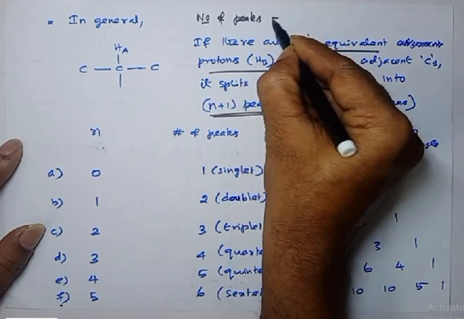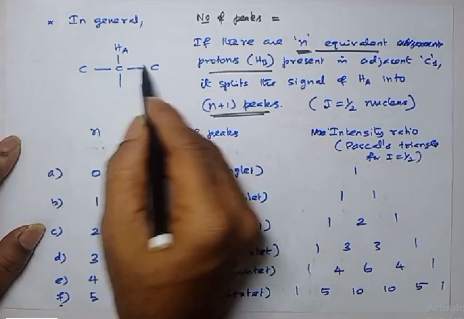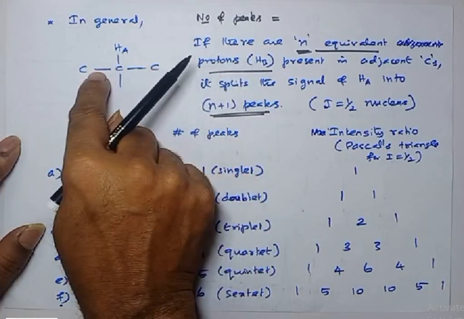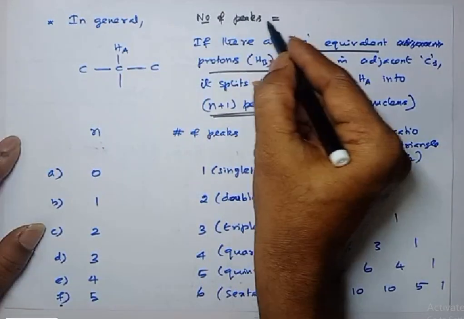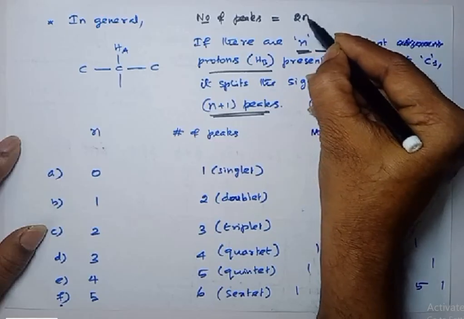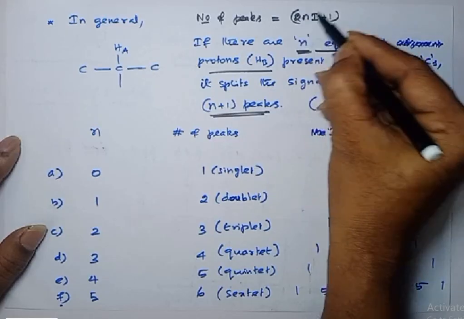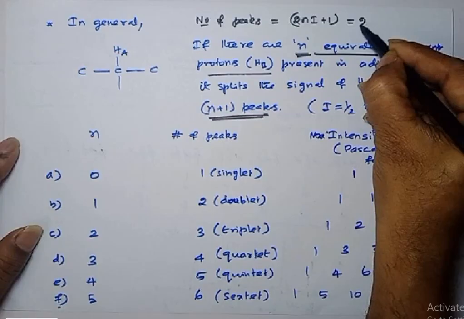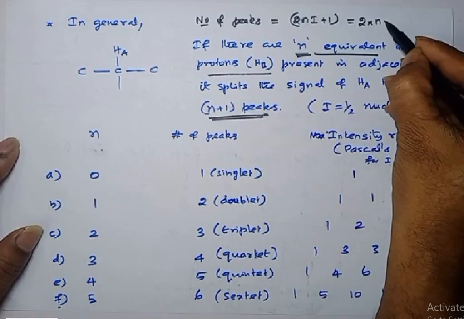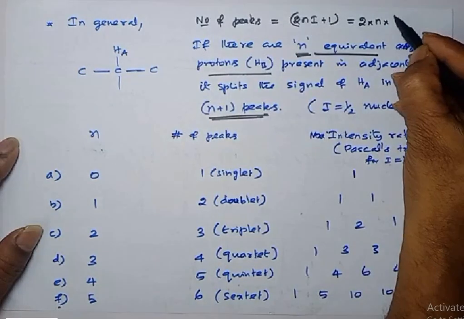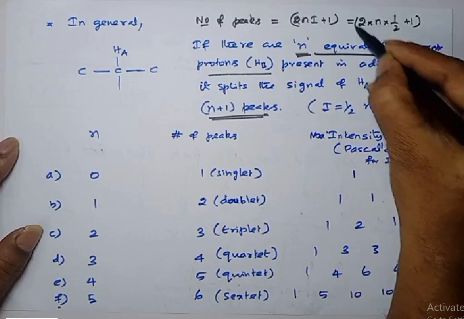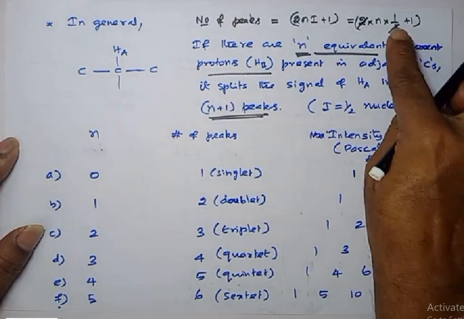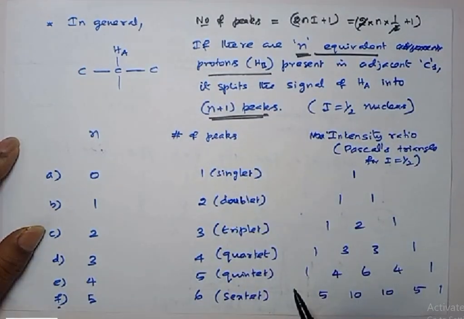Number of peaks is equal to, if the protons are equivalent, if the protons present in the adjacent carbon are equivalent, the number of peaks equals 2nI plus 1. This is the formula. I'll keep this n as such. The I value for a proton is half, so 2 times half plus 1, the two cancel each other. So we get n plus 1 peaks.